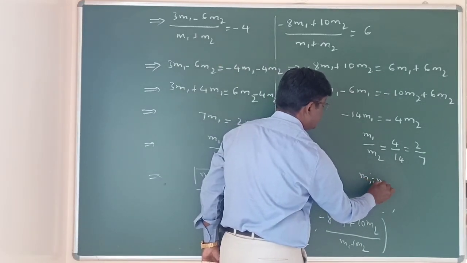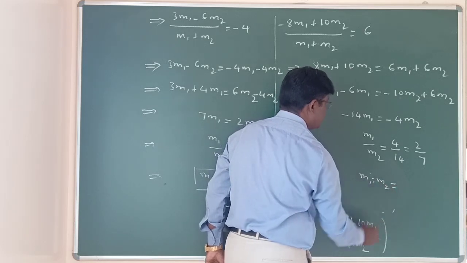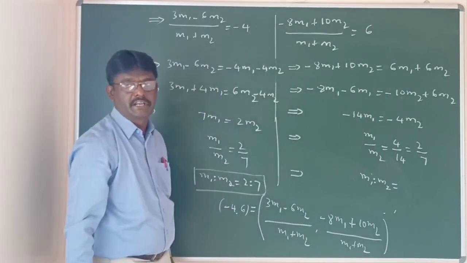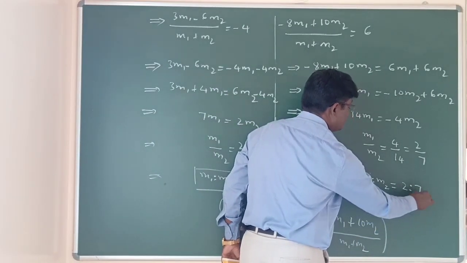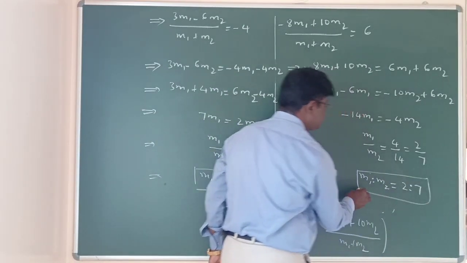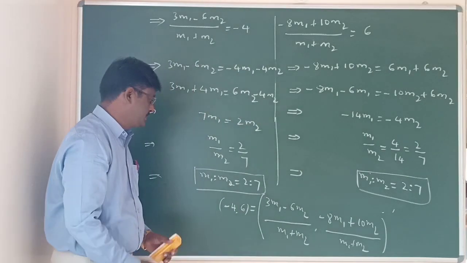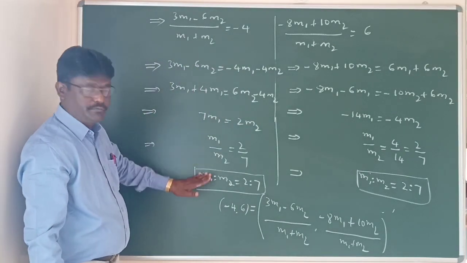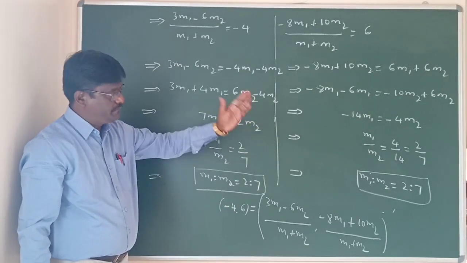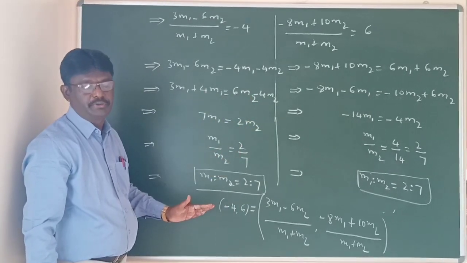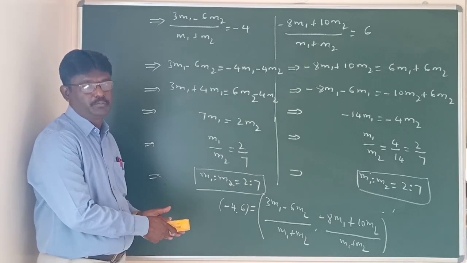So thus the given point divides the line segment in what ratio? In the ratio 2 is to 7. Okay, just look here. In the first case, we got m1 is to m2. Even in the second also, we will get the same ratio because it is only one point, the same point.